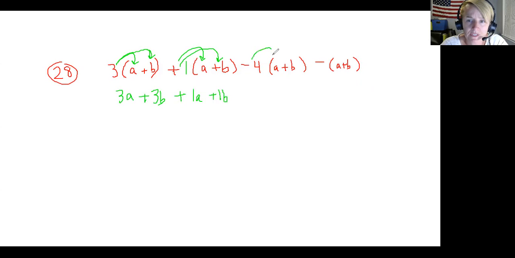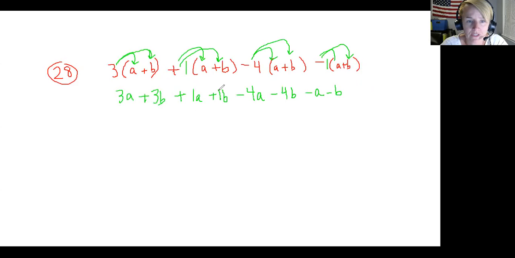I'm going to distribute this. A negative 4 to a positive A is a negative 4A. A negative 4 to a positive B is a negative 4B. And the last one, here's my invisible 1 again. So a negative 1 to a positive A is a negative A, and a negative 1 to a positive B is a negative B.